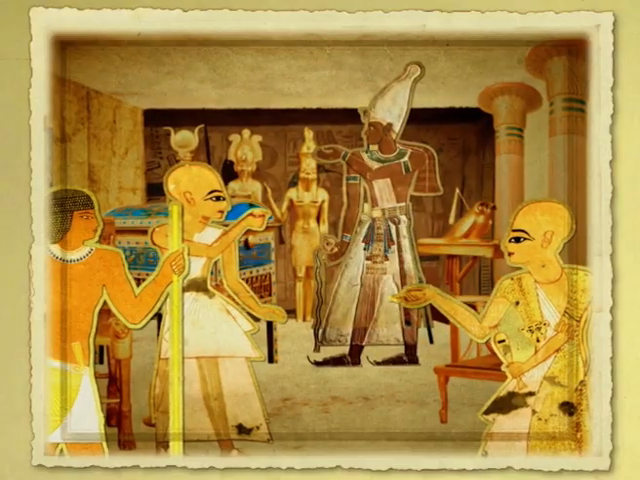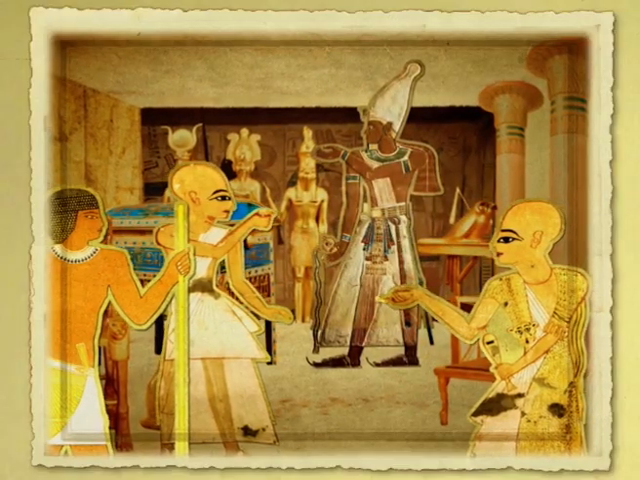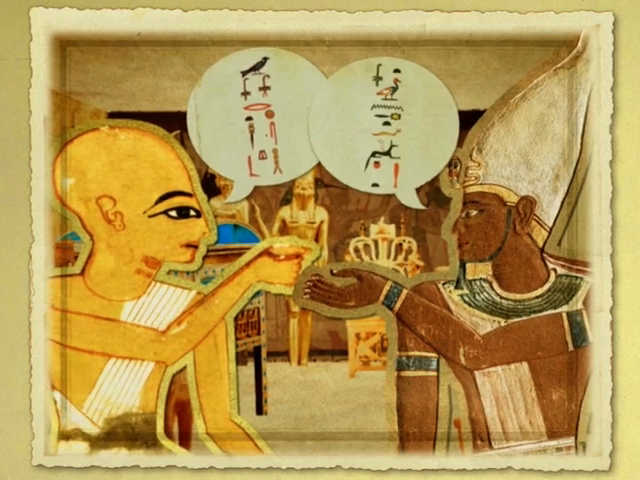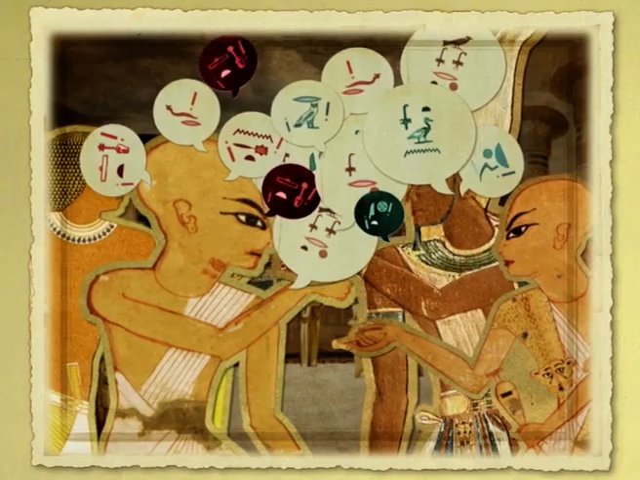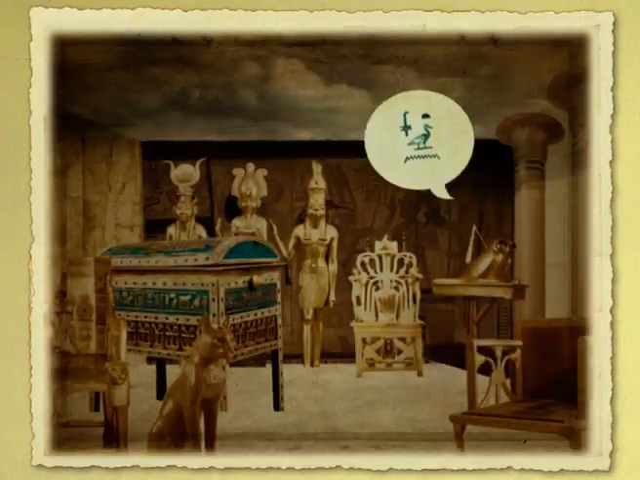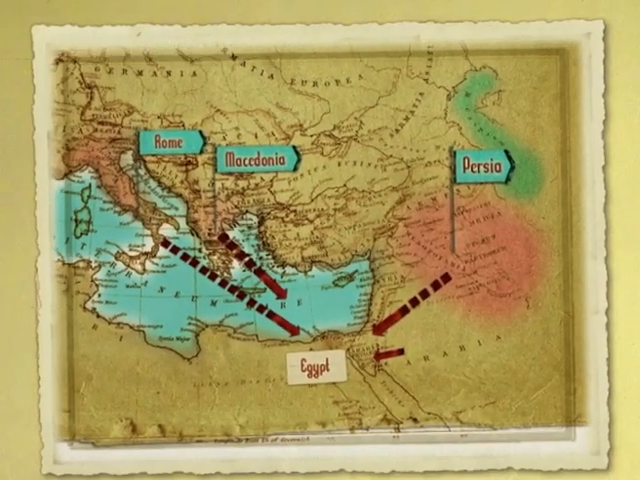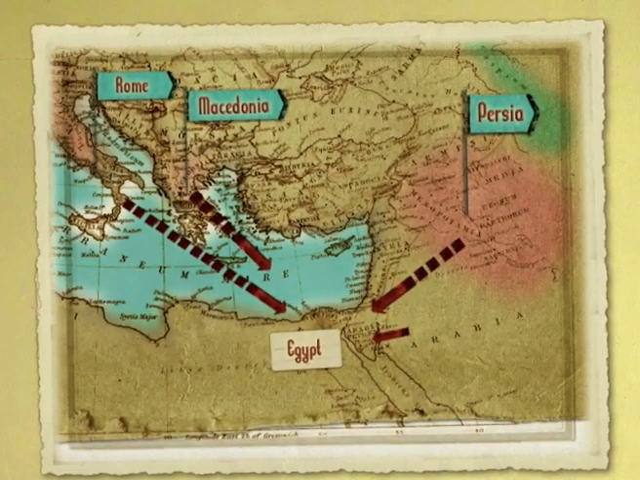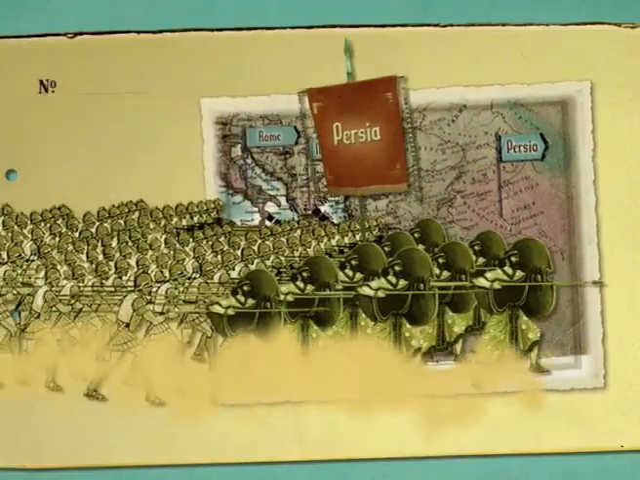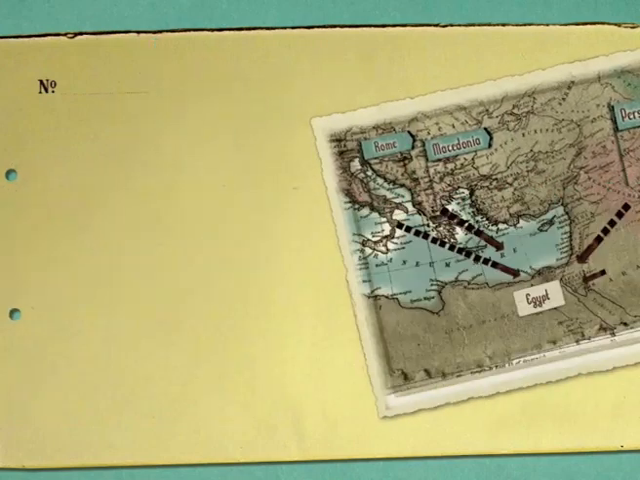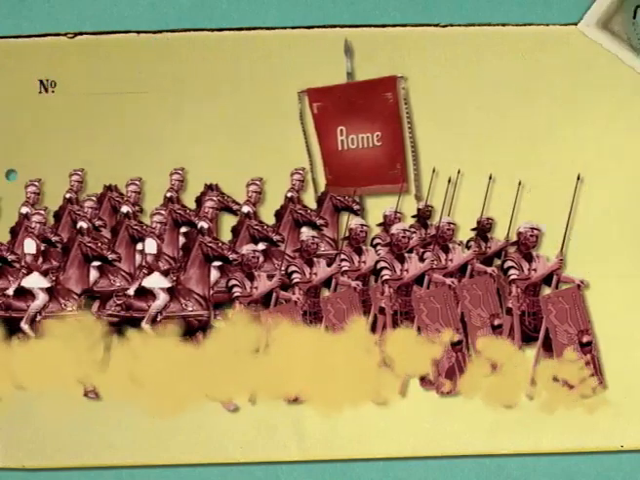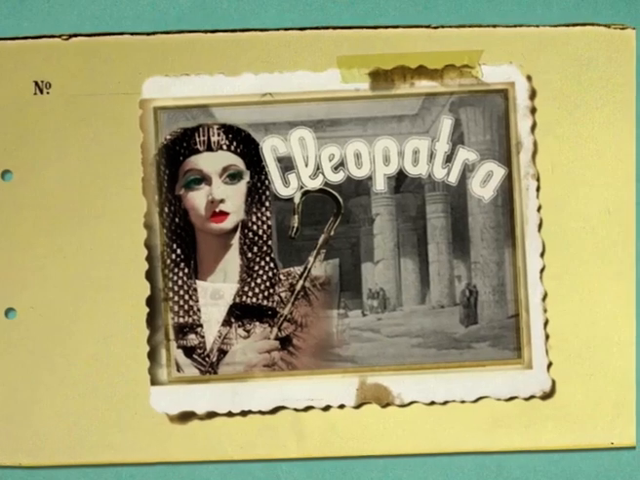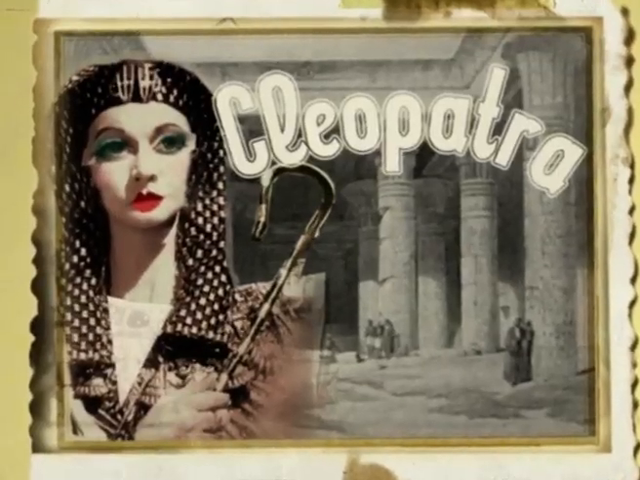The end of the Egyptian Empire. Just as the saying goes, together we stand, divided we fall. As centuries passed, the power of Egyptian pharaohs began to decrease due to innumerable internal fights. As a result, they ended up being dominated by powerful neighboring empires. First, the Persians, then the Macedonians, and finally, the Romans. Cleopatra was the last pharaoh of ancient Egypt.